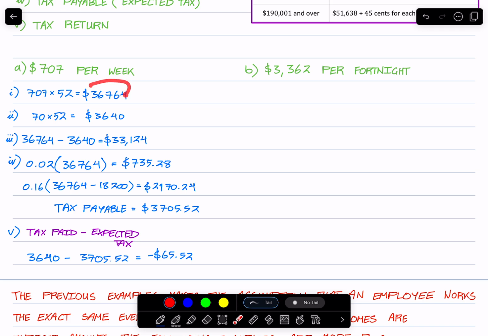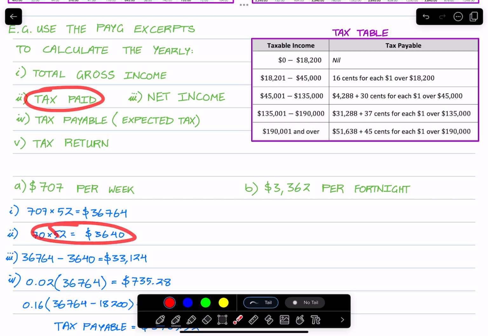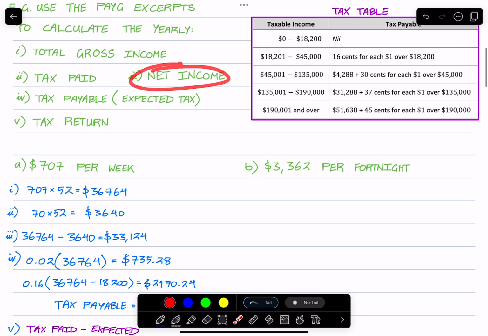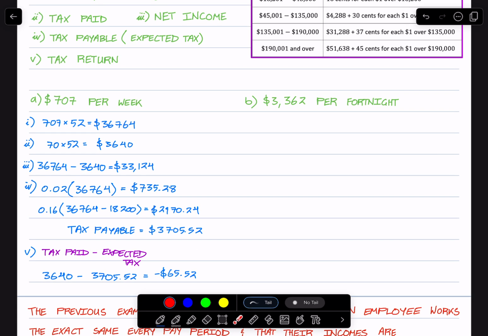So to recap, gross income, your tax paid throughout the year, your net income is just the difference. This is what lands into a person's bank account. And then at the end of the year, we do a tax payable or expected tax, which is a combination of your Medicare levy and the income tax based on the income tax table. And for a tax return, we do the difference of what you've paid and what you were expected to pay by the end of the year.